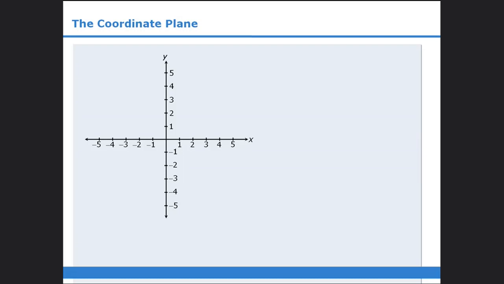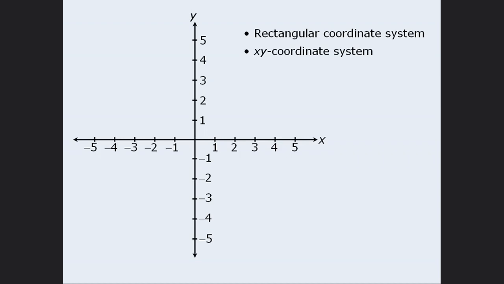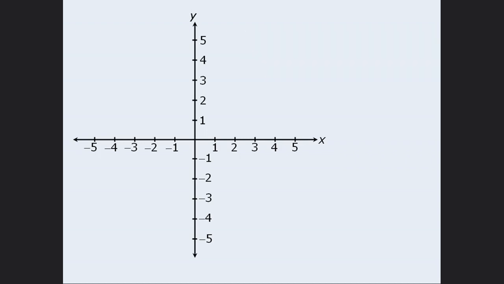In this lesson, we will take an introductory look at the coordinate plane shown here. Now this plane goes by many names, including the rectangular coordinate system, the xy coordinate system, and the xy coordinate plane, to name a few. This plane is comprised of two axes, a horizontal axis called the x-axis that extends forever in both directions, and a vertical axis called the y-axis. The point where the two axes intersect is called the origin.